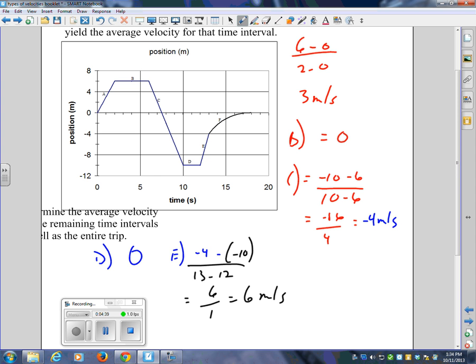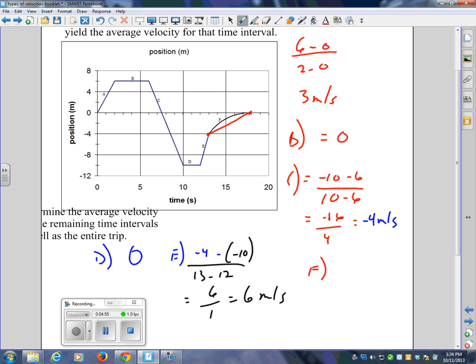Now, what about F? Did F cause anybody some grief? No. No? What do you have to do? Same as all. Yeah, same as all, and you just sort of connect the endpoints. You don't care that it's curved. It's the average velocity. It's the average speed. Okay, so that's going to be here.